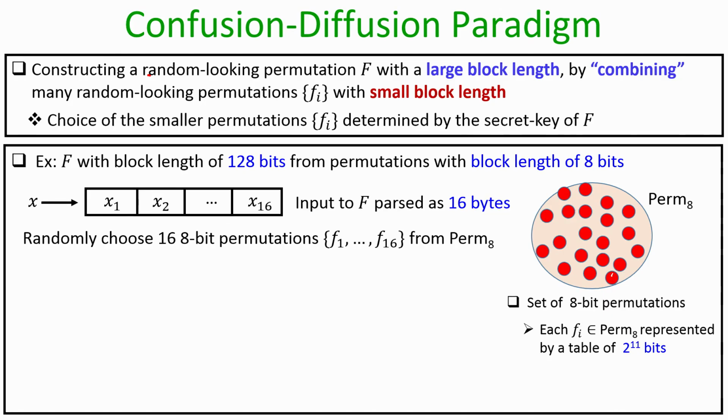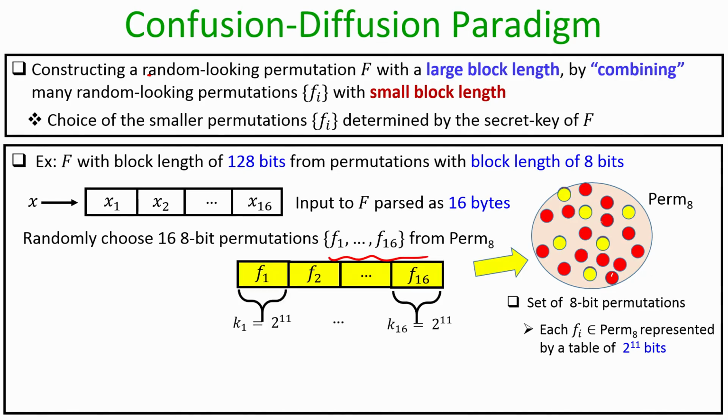We randomly choose 16 permutations f1, f2, ..., f16 from this bigger set. Say the randomly chosen permutations are denoted by these yellow circles, and each of these 16 permutations mapping 8-bit to 8-bit strings can be individually interpreted as a string of 2 to the power 11 bits. This is because, as I said earlier, each of the permutations can be interpreted as a table consisting of 2 to the power 11 bits.